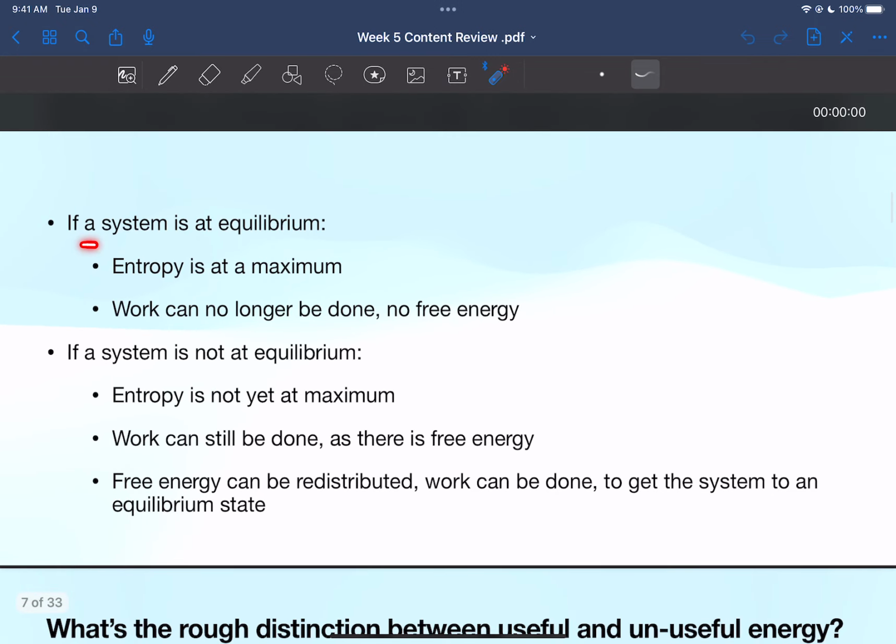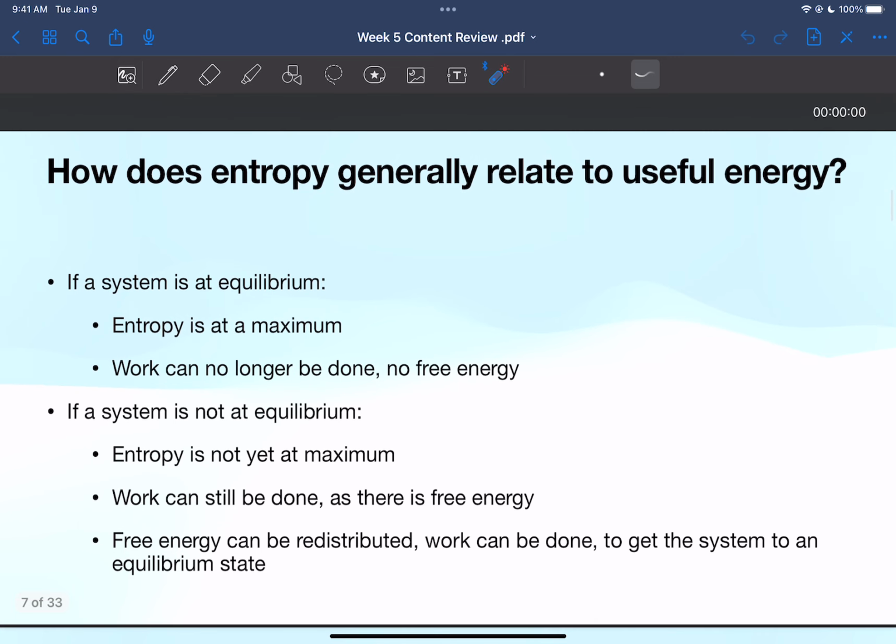If a system is at equilibrium, then entropy is at its maximum. Like we said, a system will try to evolve itself to reach a point where it has maximized its entropy, basically trying to achieve as many microstates as possible, as many locations that the molecules can take up, ways that the energy can be distributed. So at equilibrium, entropy is at a maximum, and then, like we said, there's no free energy. The energy is useless at that point. Work can no longer be done at equilibrium.